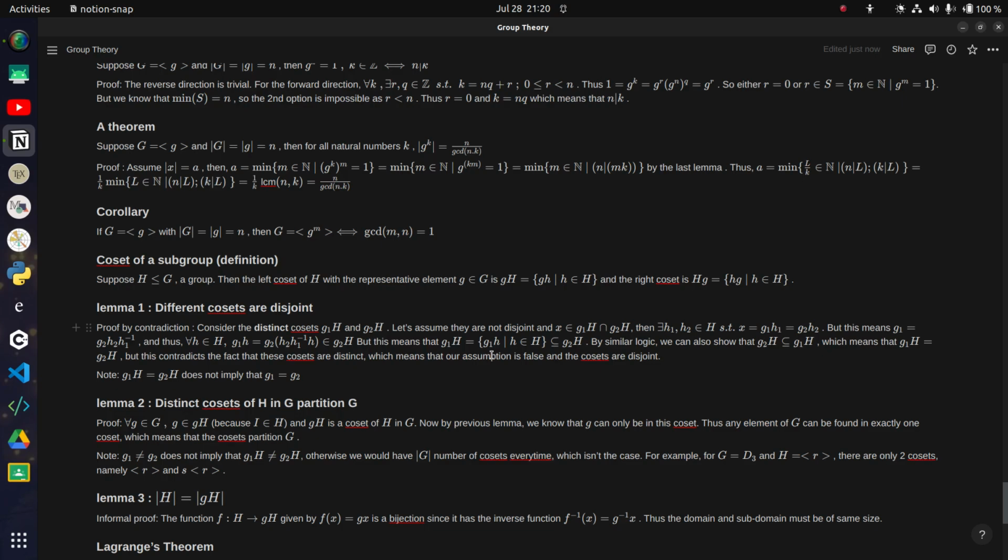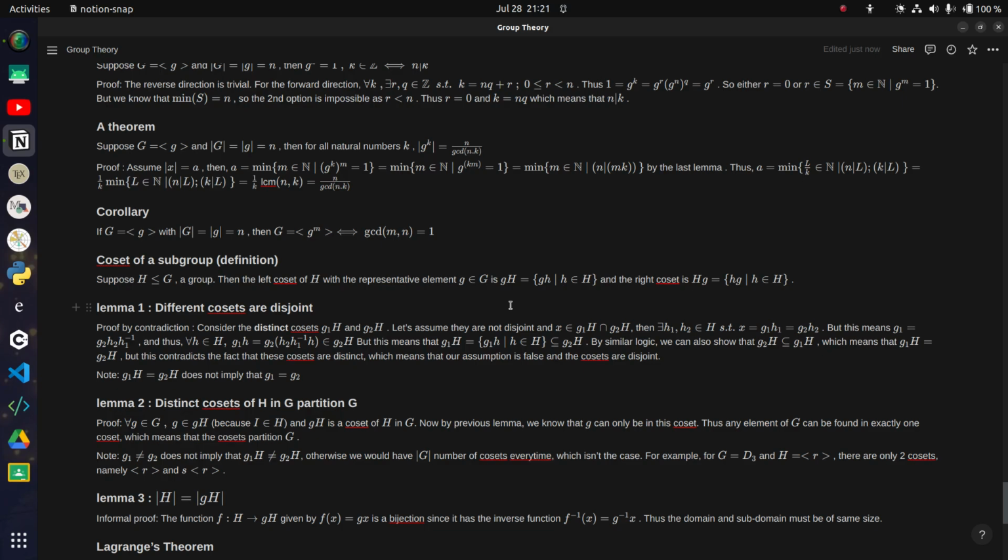So the only way is that both of them must be equal, so g1H is equal to g2H. But that is wrong because we just said that these two are distinct cosets. So our assumption is wrong, and there cannot be an x belonging to both g1H and g2H. What that means is that they are disjoint.